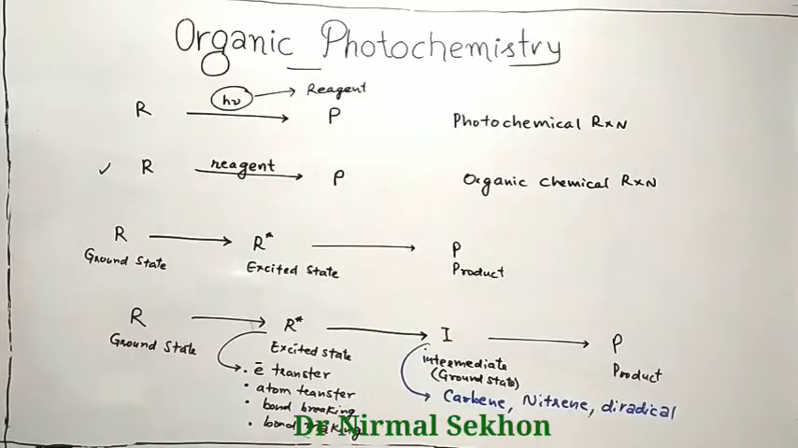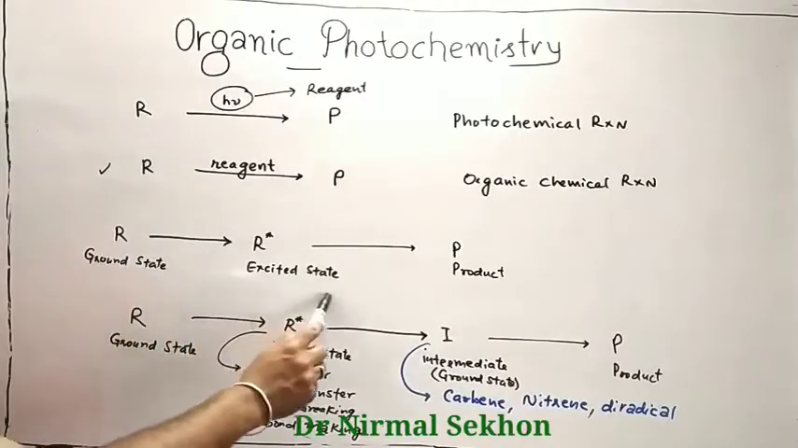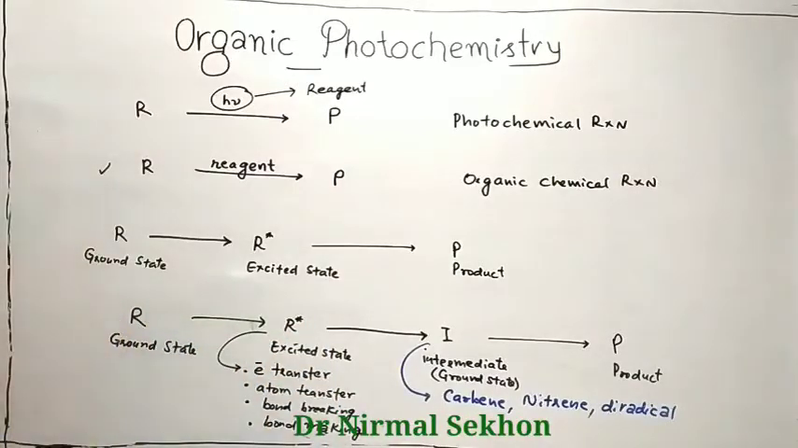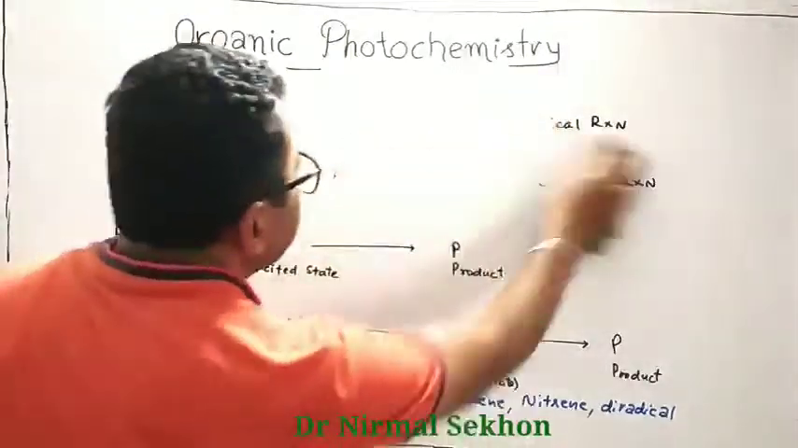So now these are mainly the steps. First we will understand this step, how R changes to R star. One by one we will complete this. This part will cover the introduction of organic photochemistry. After that introduction, you will become able to do any reactions related to photochemistry. So that's why watch this introduction very carefully, with patience.